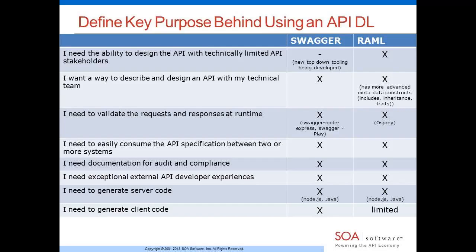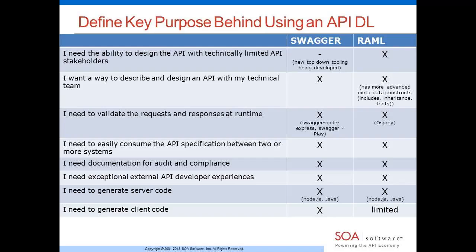But RAML has some really nice documentation as well, or is starting to, as the community has a lot of lessons learned about what developers like in an experience, what is needed from an enterprise perspective and from an external developer perspective. So I would say it's almost a toss-up between those two if you're actually going to build your own user experience for your APIs.